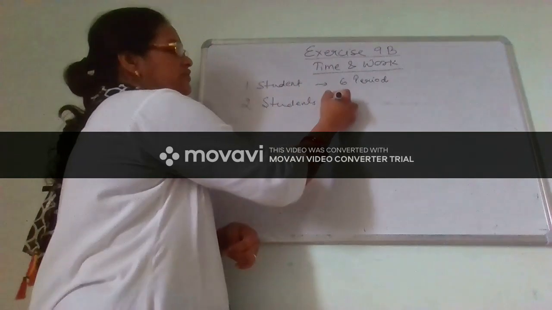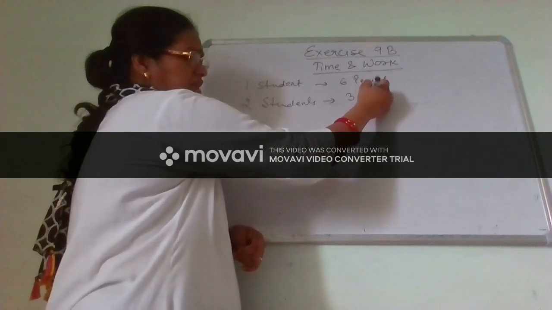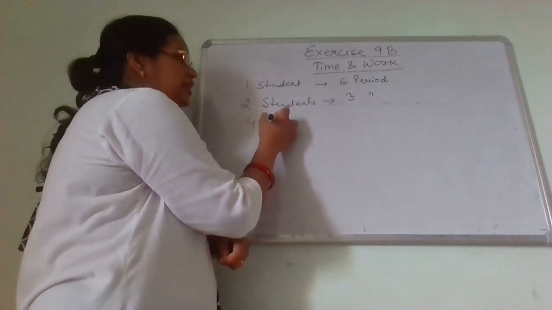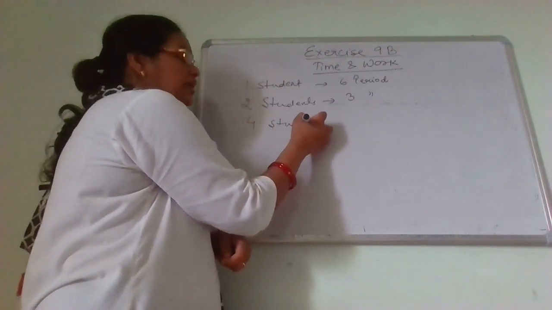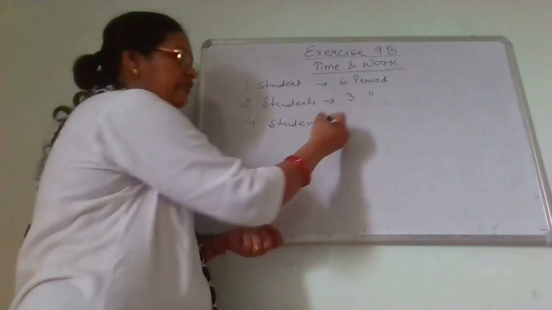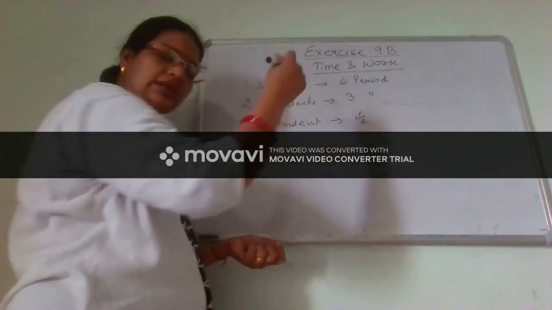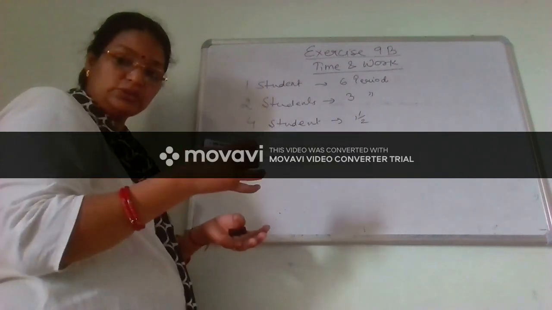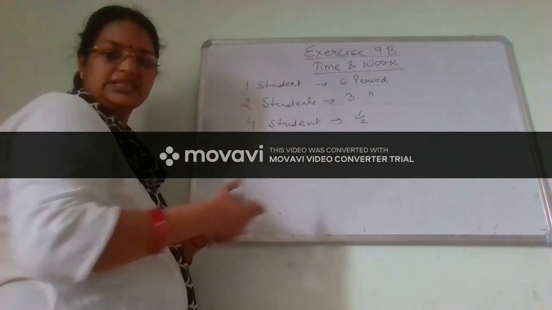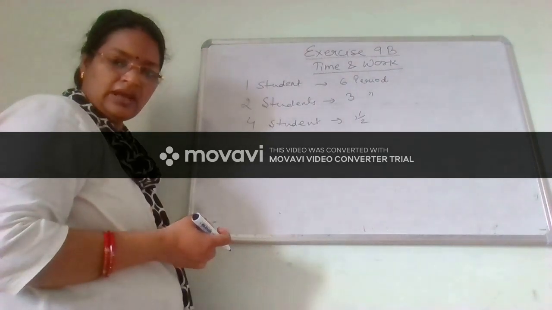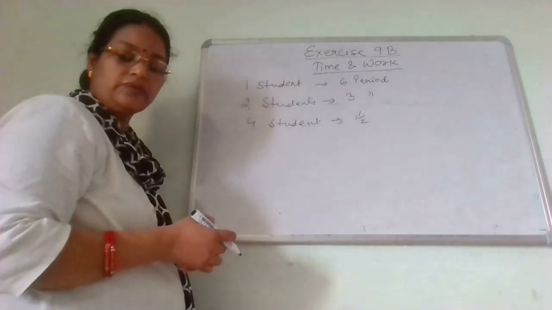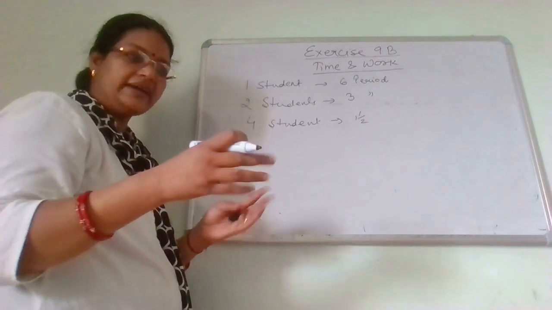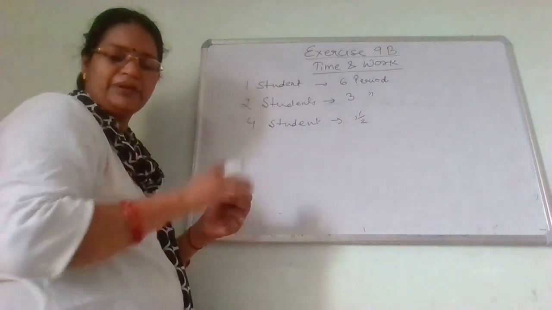So instead of 6 periods, their work can be completed in 3 periods. If four students are there, they might complete it in 1.5 periods. So similarly, as we increase the number of students, the number of periods gets less. If I apply 10 students, each and every one will make some different items, and within 5 minutes they can complete their work.